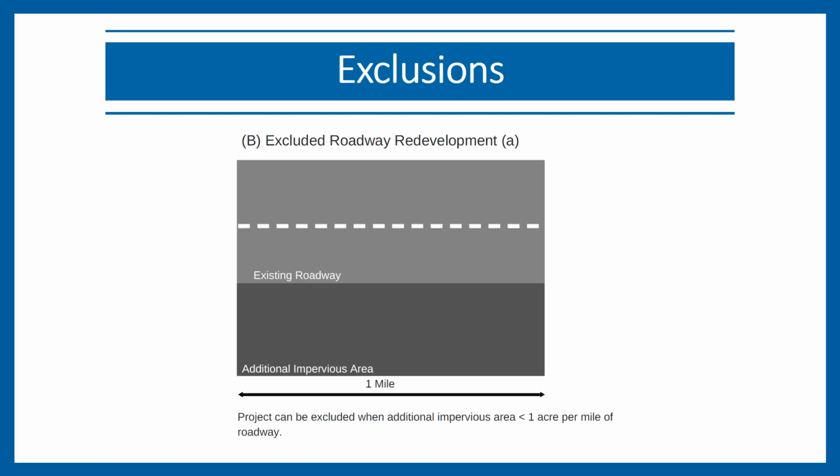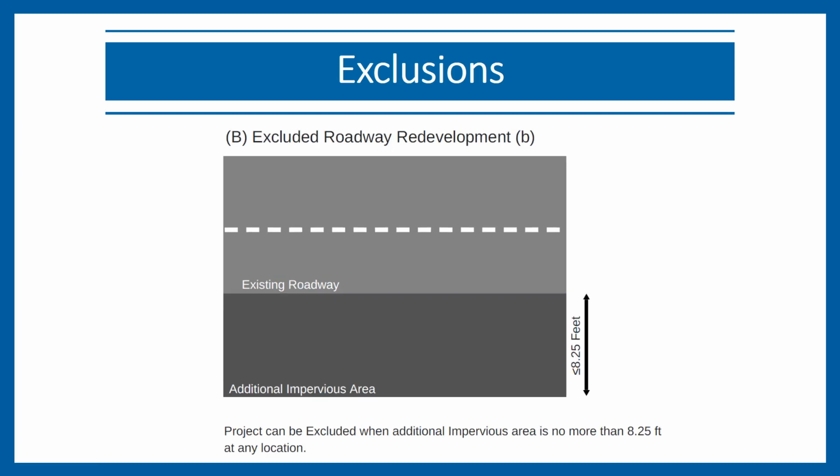The next is excluded roadway redevelopment. So let's say that you are increasing the impervious area. As long as you are not increasing it beyond the limits defined in this exclusion, then your project is excluded. So the pavement can be excluded when the additional impervious area is less than 1 acre per mile of roadway or no more than 8.25 feet at any location. So either or, then the entire project is excluded.